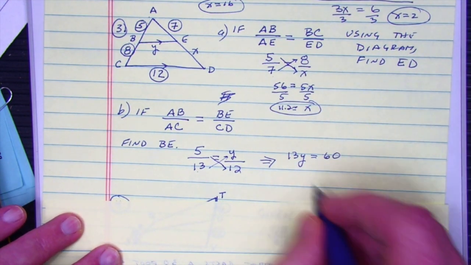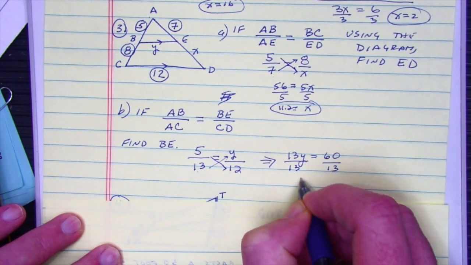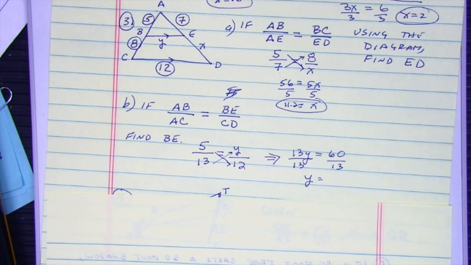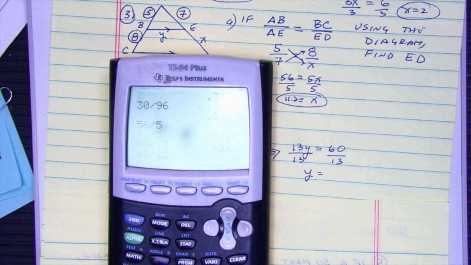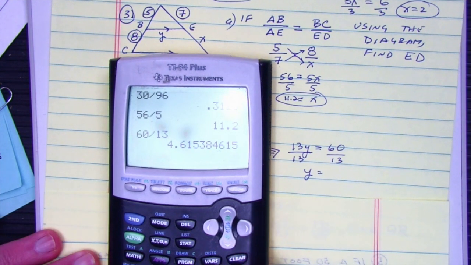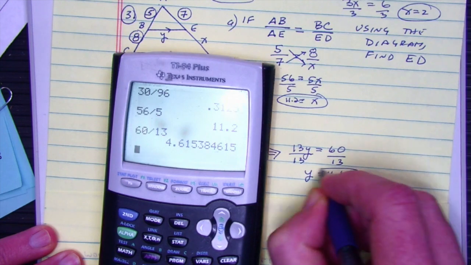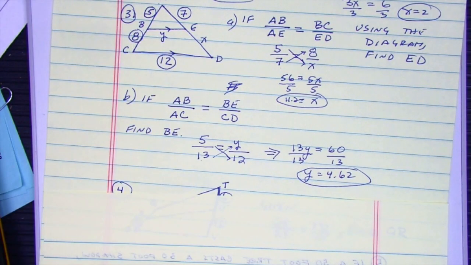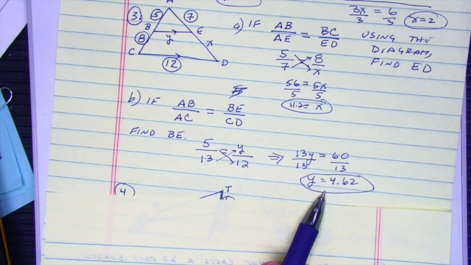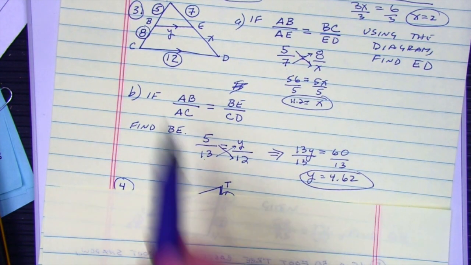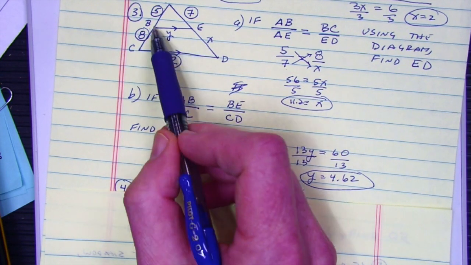Okay, how do I get Y by itself? I'm simply going to divide by 13. And if I do 60 divided by 13, I get 4.6, I'm going to call that 2. Okay? And that is what that length is. So length of BE is in fact what? 4.62.